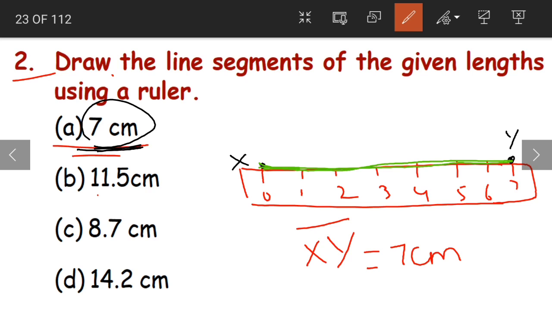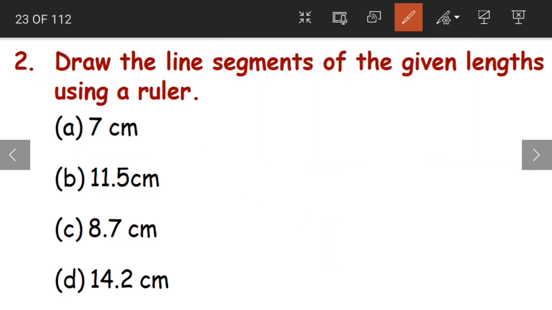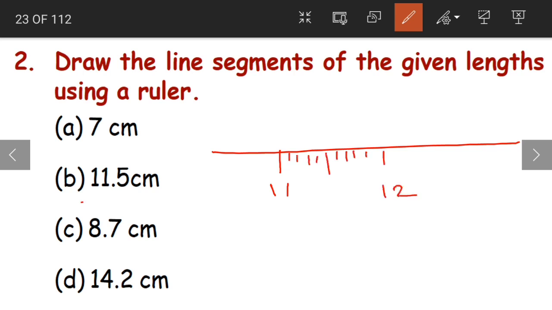Yes, so similarly in the same way for 11.5 centimeters. Now for 11.5 centimeters what should we do? Suppose this is 11, 1, 2, 3, 4. Okay children, 11.5. Yes, so this is the 11. So 11.5, that means at the fifth line. 1, 2, 3, 4, 5. This is our fifth line. So here will be our end point.